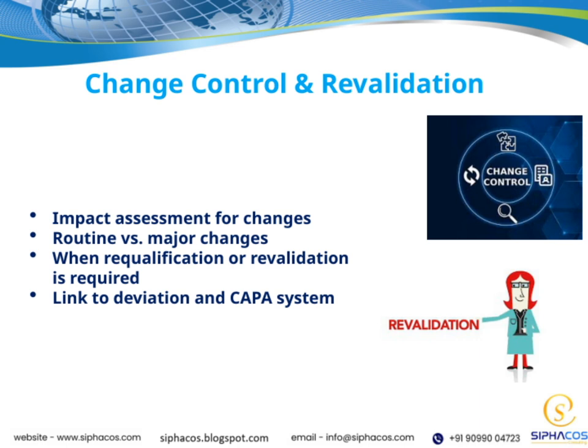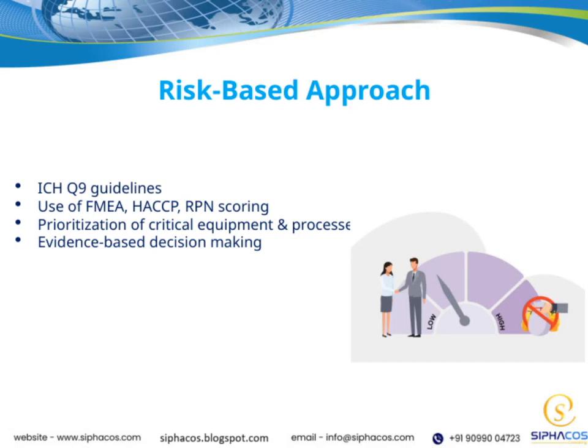lifecycle. Let's take a closer look at the ICH Q9 guidelines. These guidelines emphasize the importance of using tools like FMEA, HACCP, and RPN scoring to identify and evaluate risks effectively. FMEA, or failure mode and effects analysis, helps us systematically assess potential failure points, while HACCP focuses on food safety hazards. RPN scoring allows us to prioritize risks based on their severity, occurrence, and detectability.